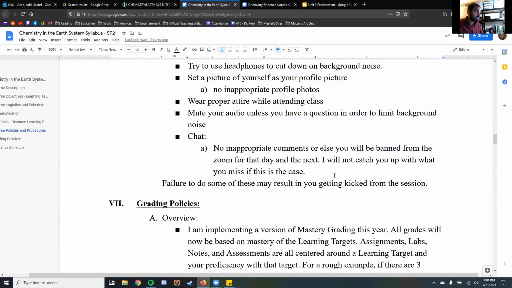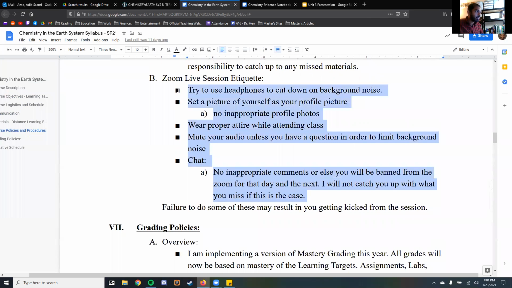Zoom session etiquette, basically just don't be inappropriate and don't be obnoxious, or I'll ban you. That's the biggest thing here. In chat, which I really like using, no inappropriate comments. It's very straightforward. If you end up dropping curse words or inappropriate things, let's call it that, you're just going to be banned from Zoom for a single day. I'll let you back in the next day. But whatever you miss is whatever you miss. I'm not going to help you out if you're being a dummy.